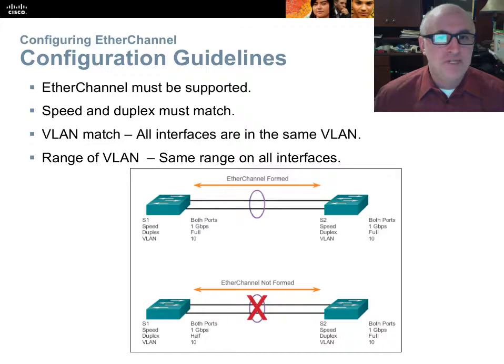All interfaces are in the same VLAN, so if they're access ports, they're all in whatever VLAN you want them to be in. And if they're trunks, they have to all be trunking the same VLANs, so you can't have one trunk port pruned where some of the VLANs don't cross and others allow them. So they have to generally be equally configured.